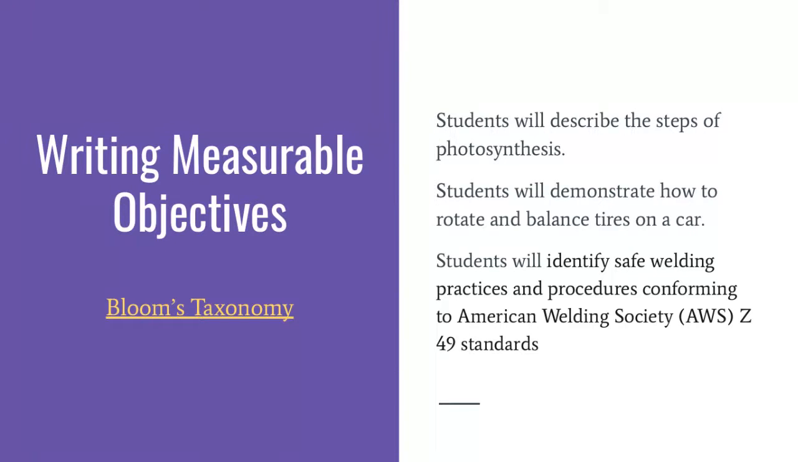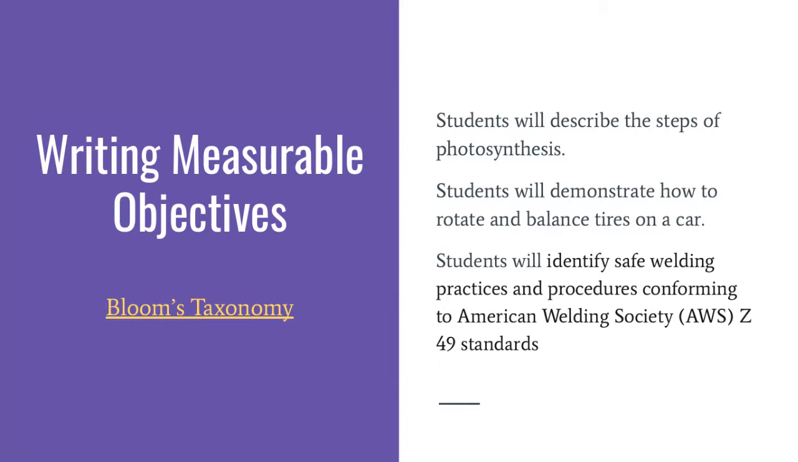All right. Here are some examples of learning objectives that are measurable. Students will describe the steps of photosynthesis. Students will demonstrate how to rotate and balance tires on a car. Students will identify safe welding practices and procedures conforming to the American Welding Society, AWS D1.1 standards.